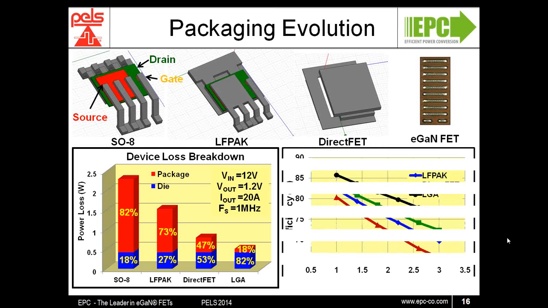The impact of this improvement in packaging-related parasitics allows a smaller penalty in switching loss for a device, and allows the device to switch at higher and higher frequency compared to a device with larger parasitics.